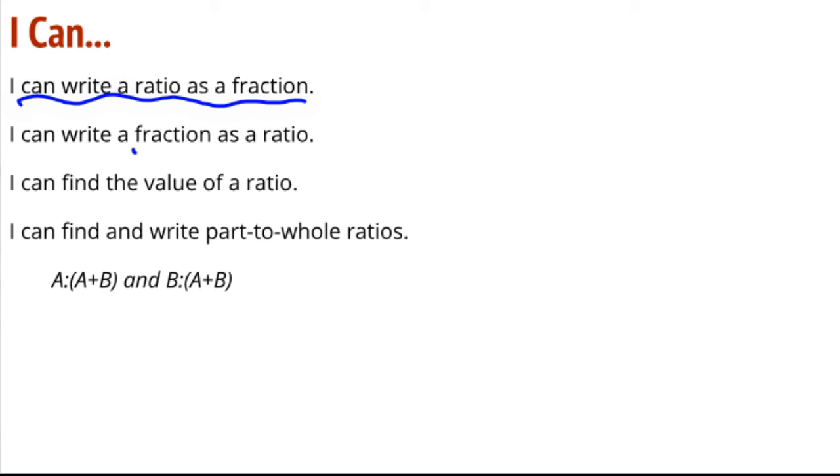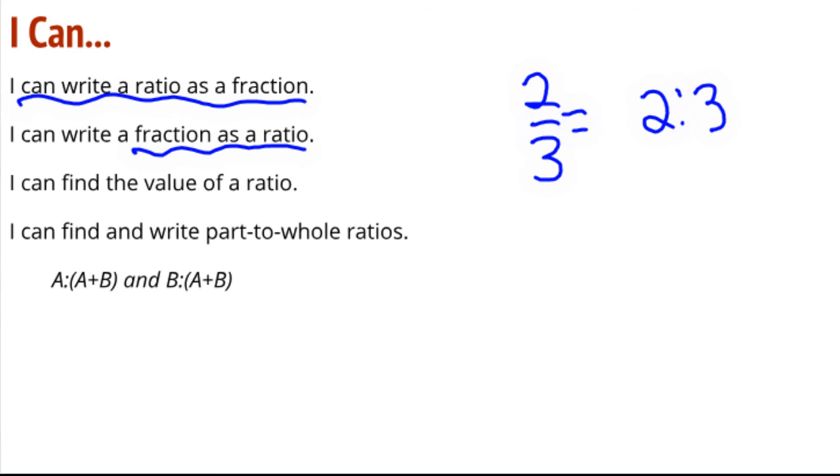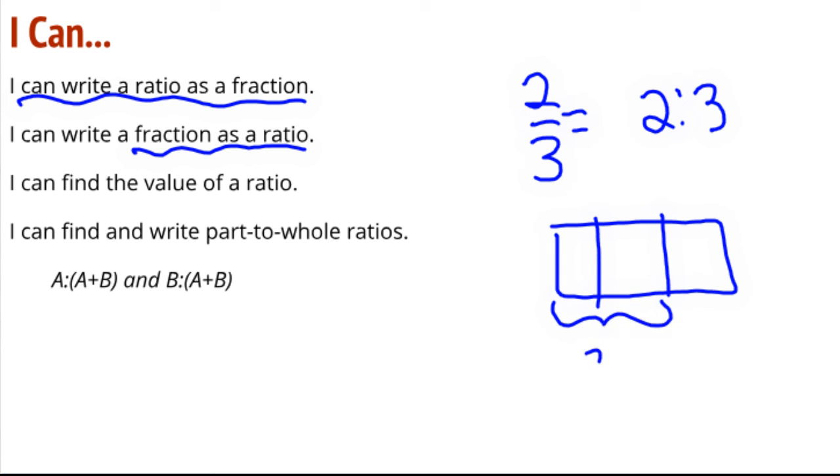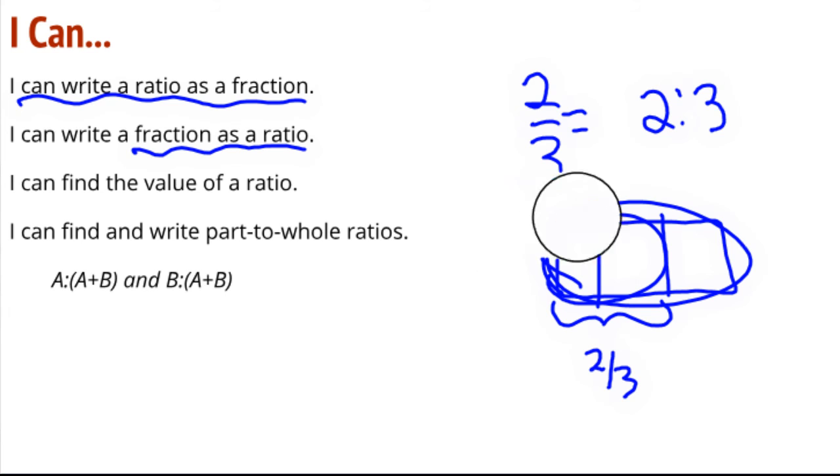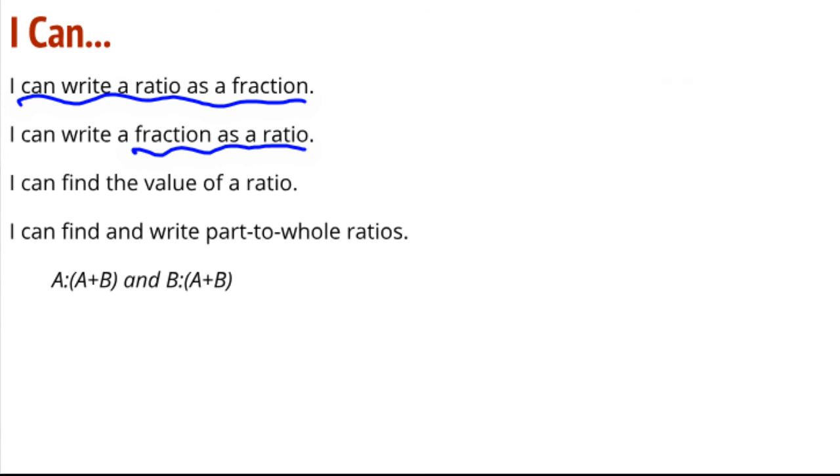And then we need to be able to take fractions and write them as ratios. We know that 2/3 is equal to the ratio of 2 to 3. 2/3 of something. Here is 2/3. Well, that's the ratio of 2 to 3. Once we've done that, we're now looking at the value of a ratio. Once we get that fraction, we have a value. And when we have the value, then we can start to stick it into problems and solve problems.